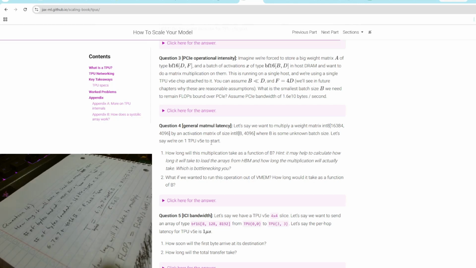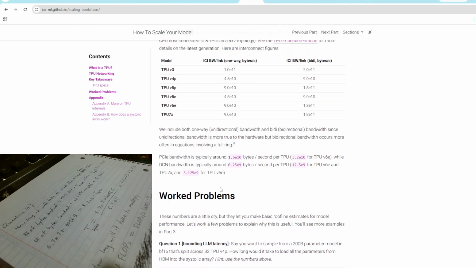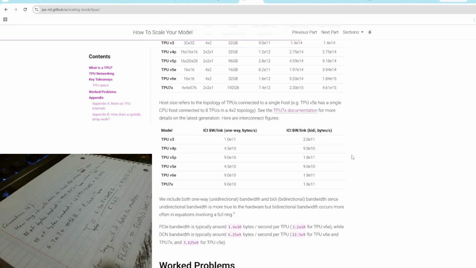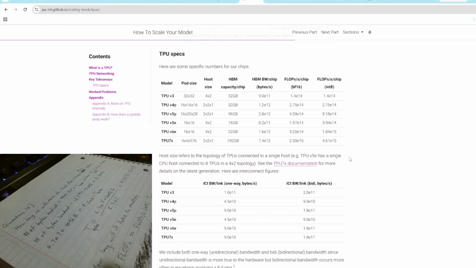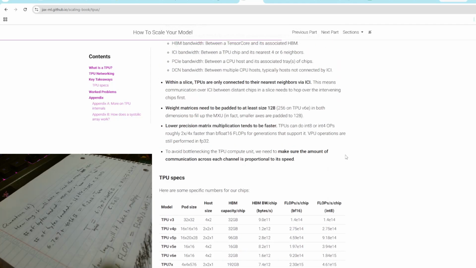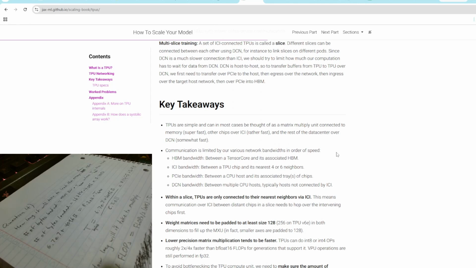Now let's do the second part. So what if we wanted to run this operation out of VMem? How long would it take as a function of B? So now instead of HBM bandwidth, there's not really anything saying how fast to load from VMem to the matrix multiplication unit. But it's got to be way faster. Interconnect is not the same. Right? Let's see, is there anything here?